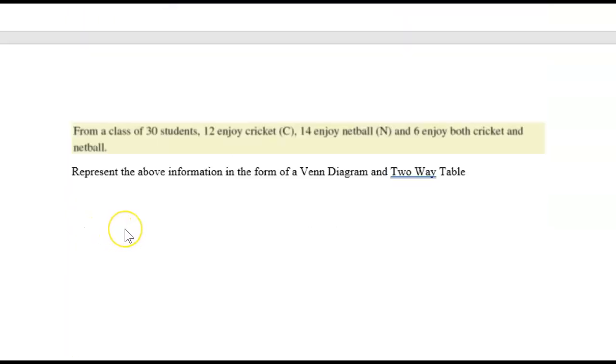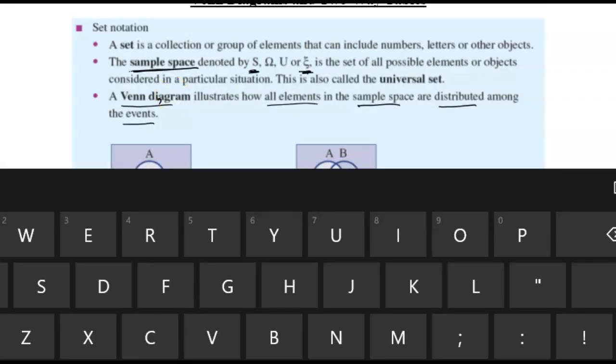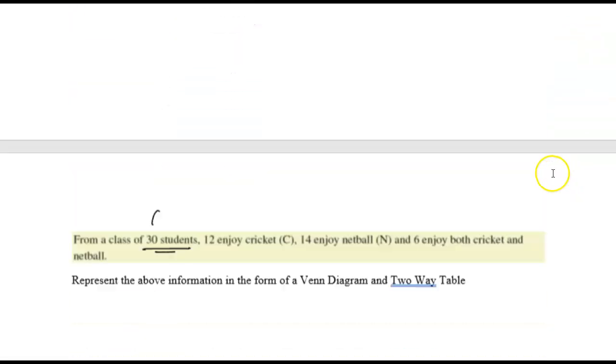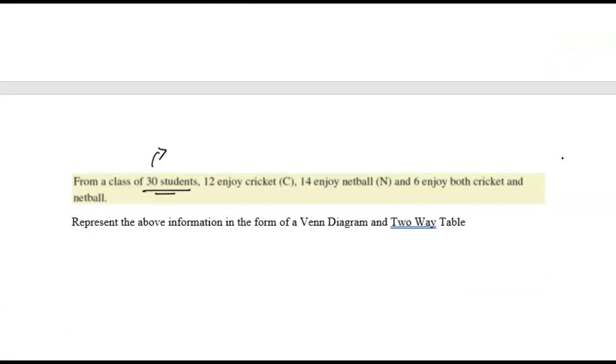Right, in this example, let's first read what information is given to us. From a class of 30 students, that information is the total sample space. The sample space is 30 students. 12 students enjoy cricket, 14 enjoy netball, and 6 enjoy both cricket and netball. So in this particular example we're dealing with 2 events: students who like cricket, and students who like netball.